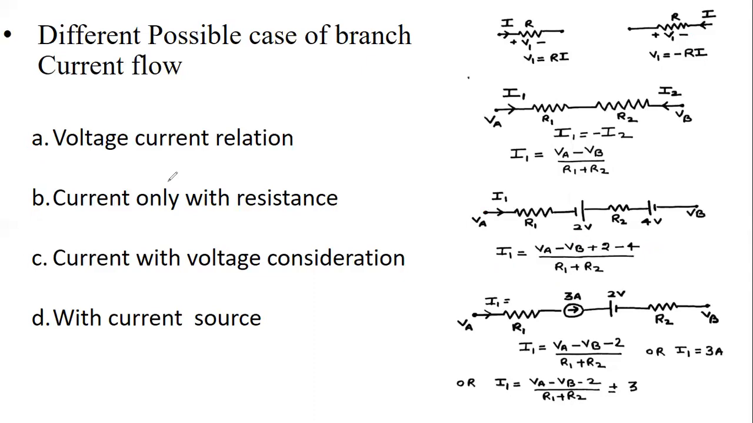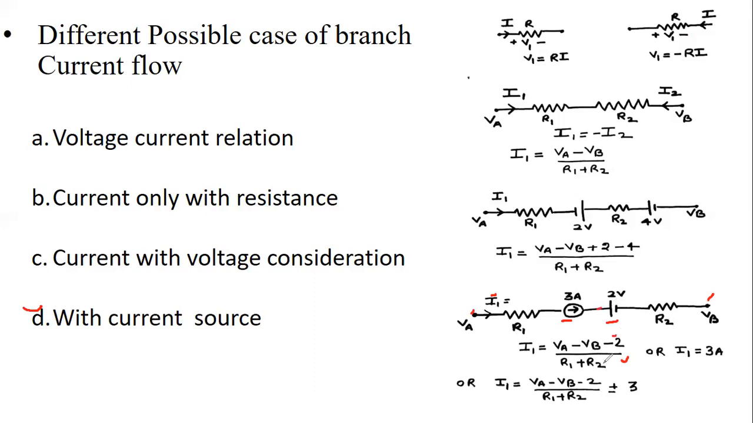Now the fourth case is with a current source. If in the branch, current and voltage sources both are given along with resistances, then what is the value of I1? I1 equals VA minus VB minus 2, upon R1 plus R2, because VA is at this potential, VB at this potential, and we are getting the positive sign from A to B.